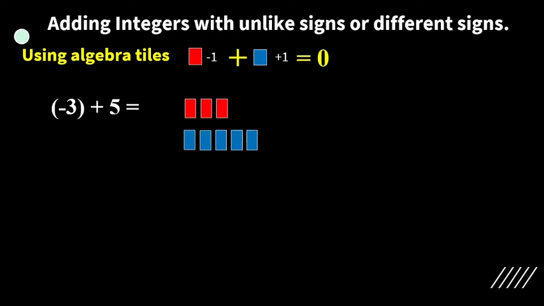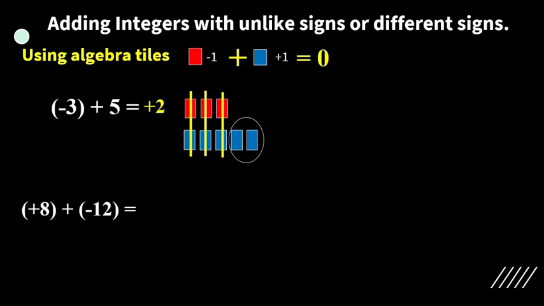The next step is to pair off a positive and negative together. Because, as I've said, both of them, if put together, make 0, or we can cancel each other out. So this will be equal to 0, 0, 0. And what we have here is 2 blue tiles, which means positive 2. Therefore, negative 3 plus positive 5 is equal to positive 2.